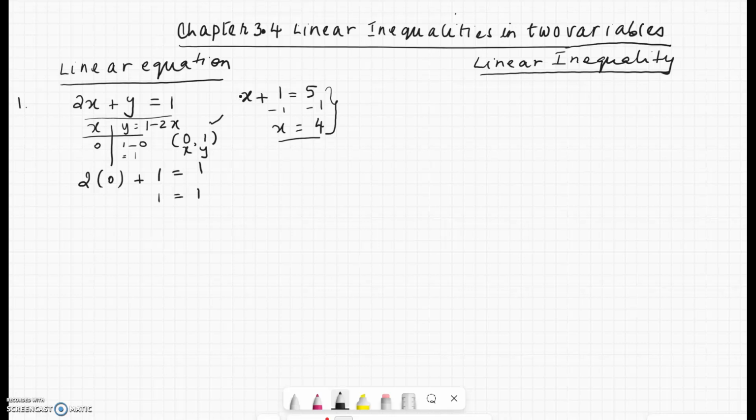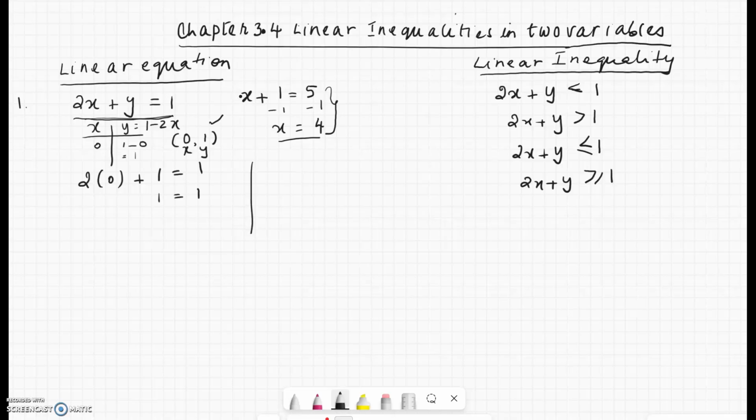What does a linear inequality look like? 2x plus y is less than 1. 2x plus y is greater than 1. 2x plus y is less than or equal to 1. 2x plus y is greater than or equal to 1. These are the various inequalities for this linear equation. Now, we know how to graph an equation, right? So if we can graph this equation, let's just quickly do it.